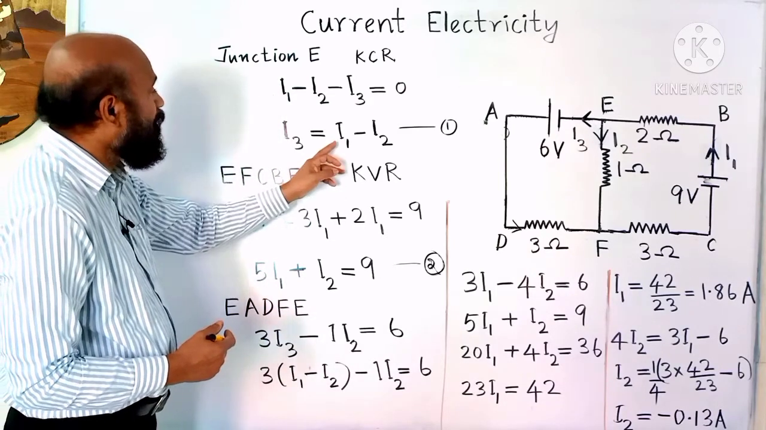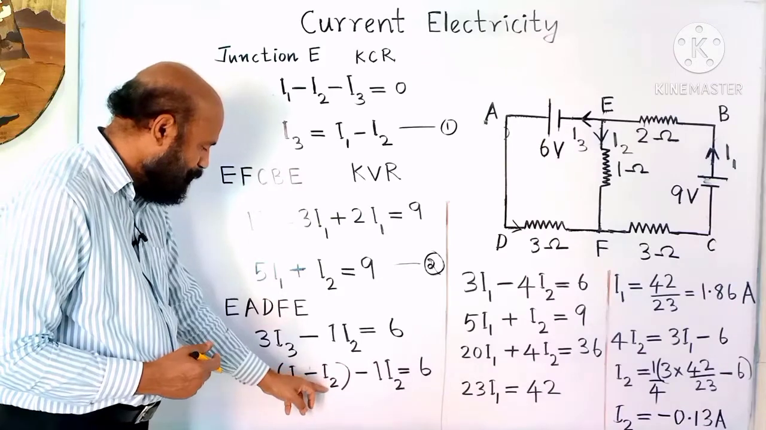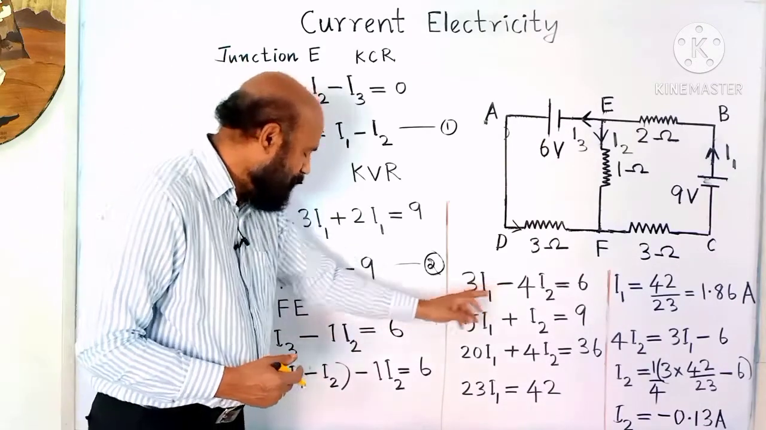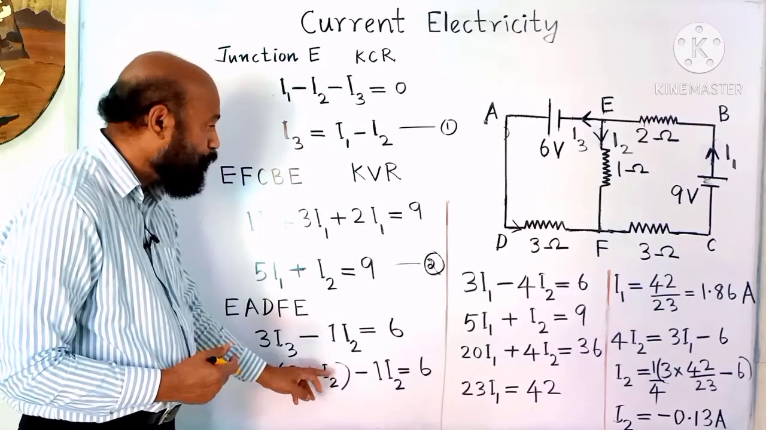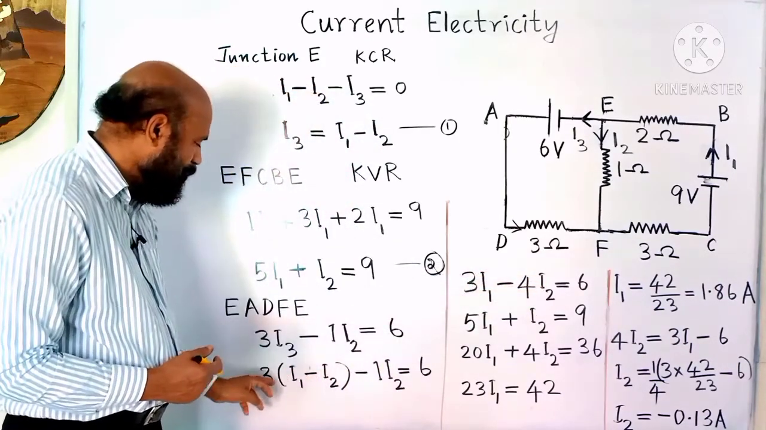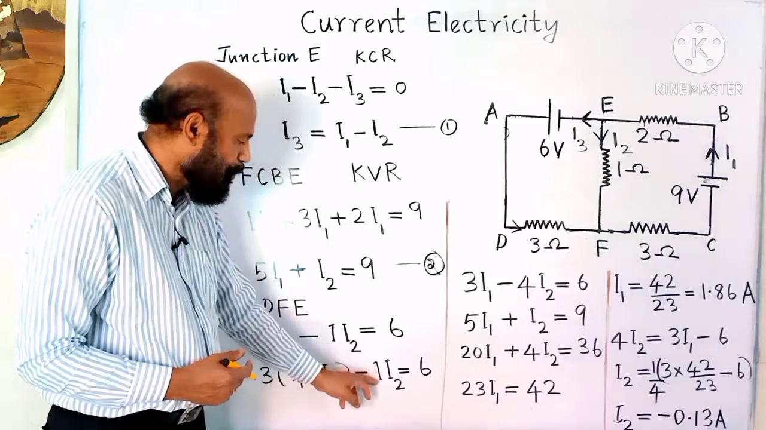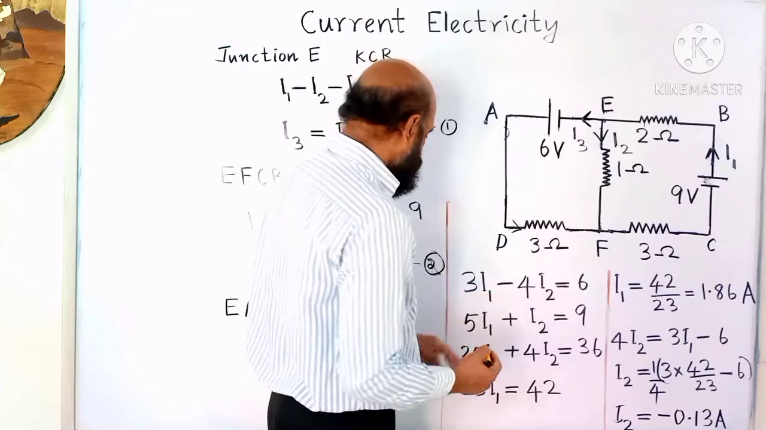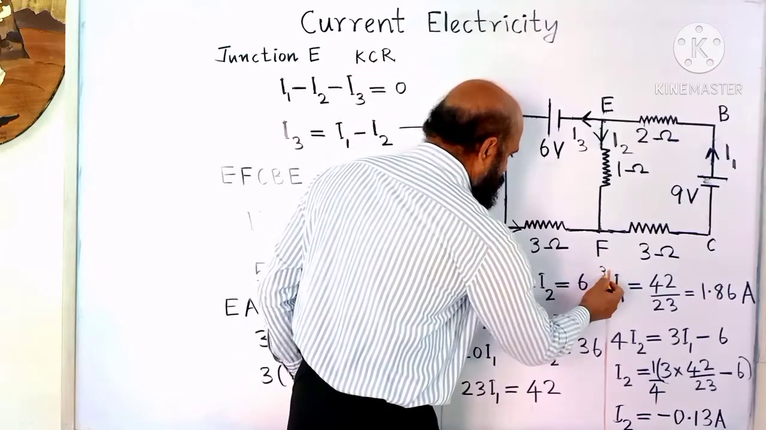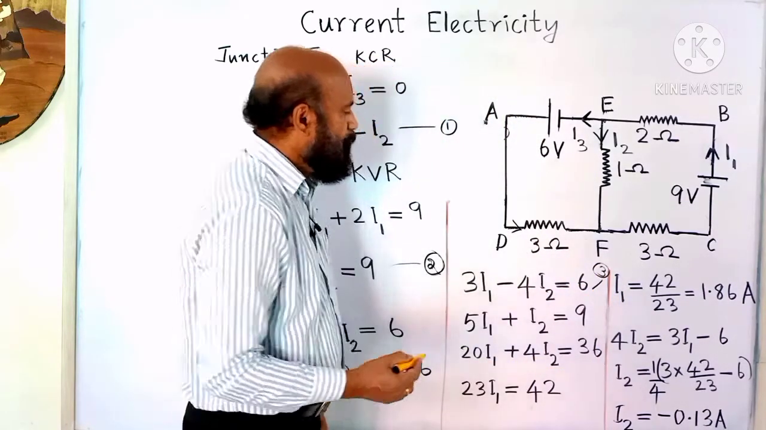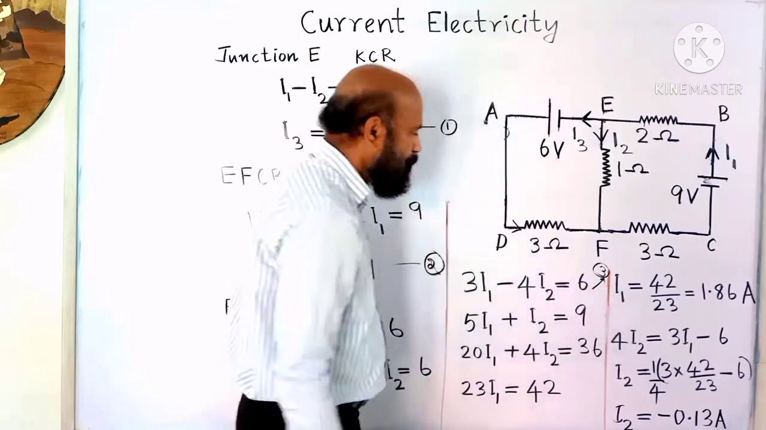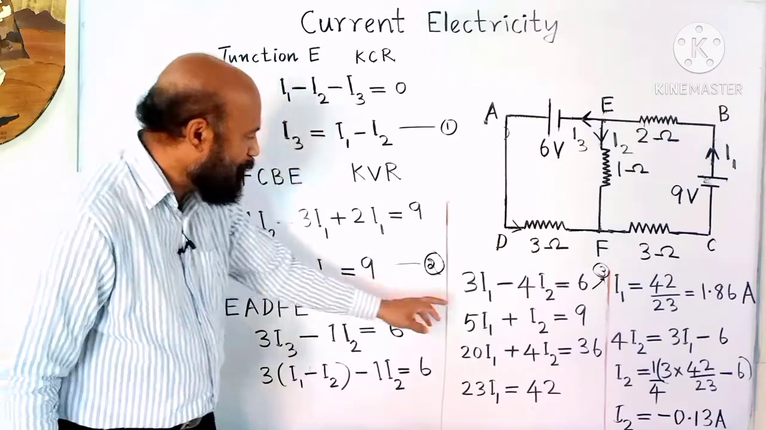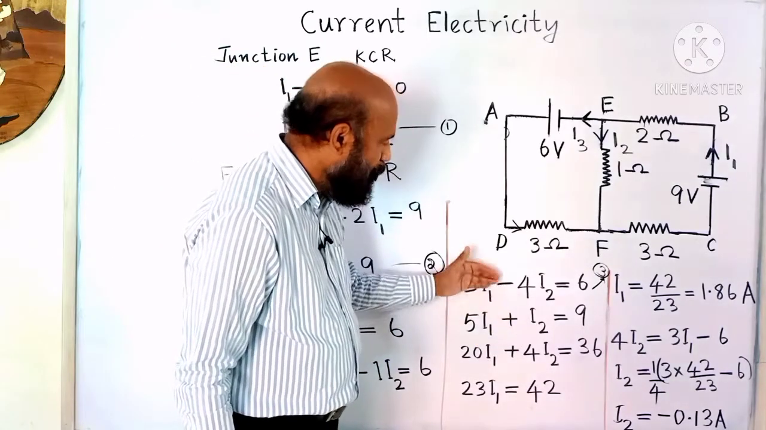For I3 we can write I1 minus I2. Then from this equation you can write 3I1 minus 3I2, then minus I2, so minus 4I2 is equal to 6. Let it be the third equation. Now we have the second equation, 5I1 plus I2 is 9. Now you have to solve these two equations.